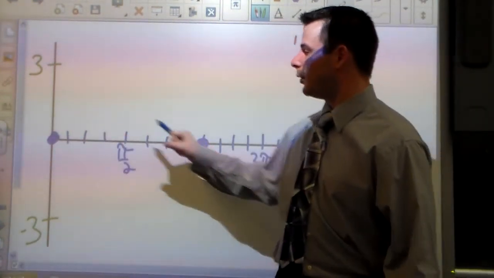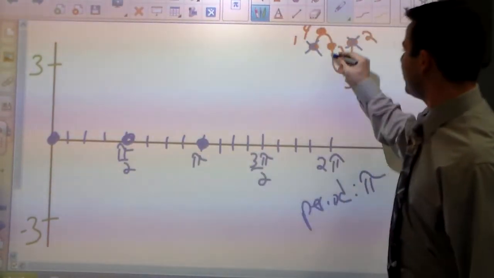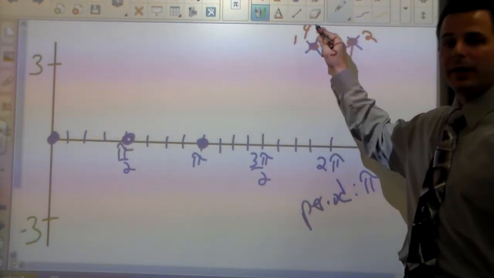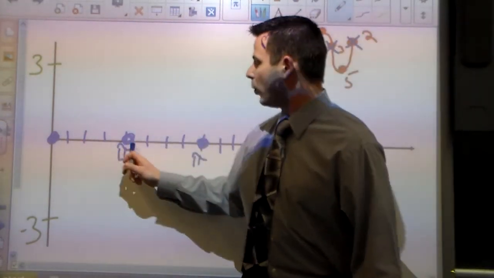Halfway between these two values, it crosses the axis again. That's at pi over 2. So now I've plotted ordered pair number 3. Ordered pair number 4 is the maximum value, which achieves its maximum halfway between these two ordered pairs.